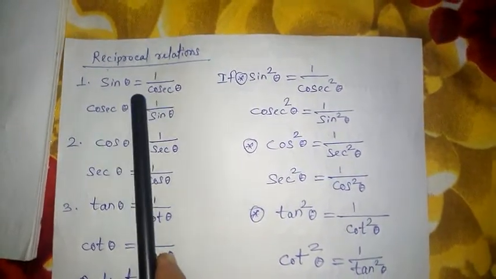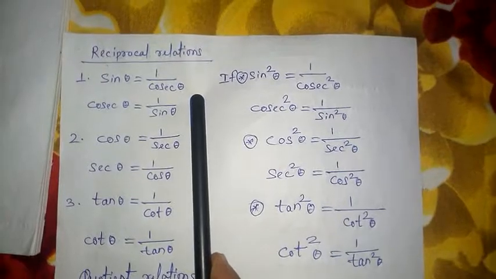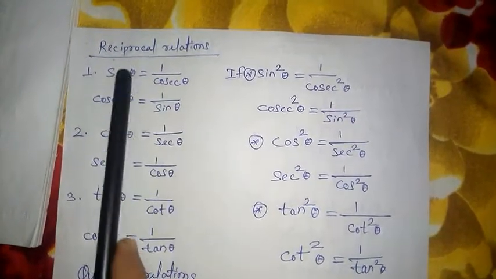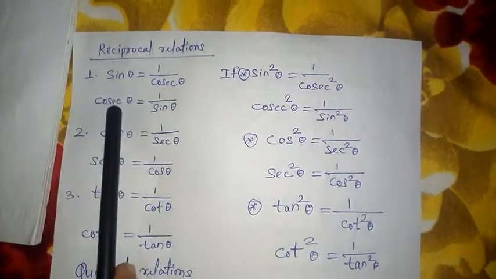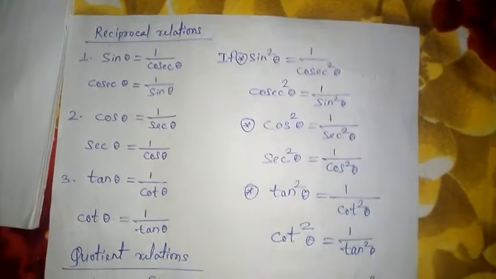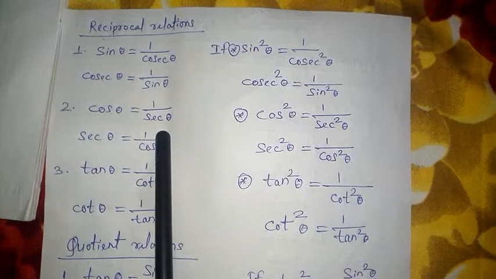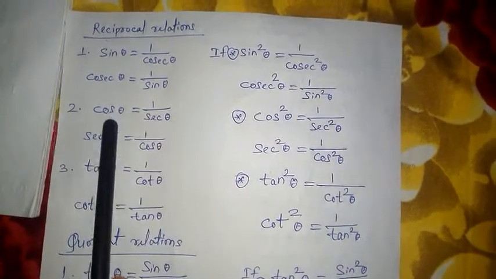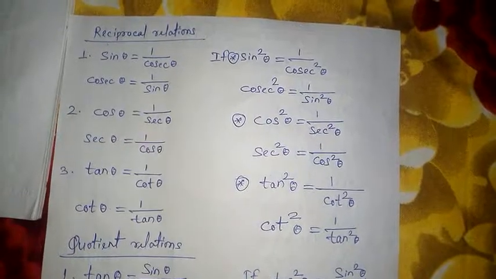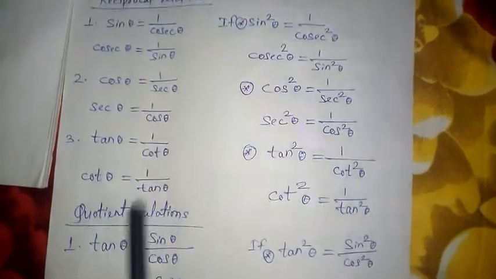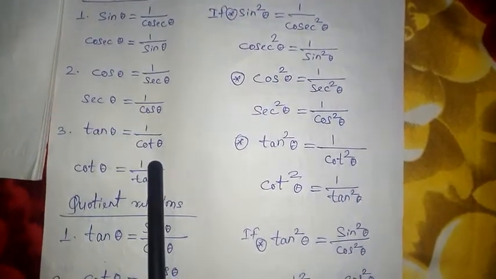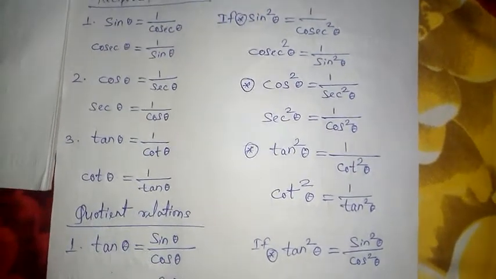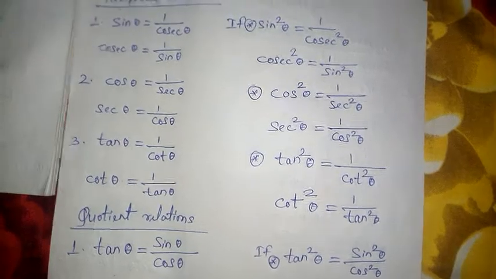Come to the next part, that is reciprocal relations. Now sine theta equal to 1 by cosec theta, and cosec theta equal to 1 by sine theta. That means when sine is here, cosec is here, and when cosec is here, sine is here. And cos theta equal to 1 by sec theta, and sec theta equal to 1 by cos theta. Same here, the partner of cos is sec and of sec is cos. Here the partner of sine is cosec. Tan theta equal to 1 by cot theta, cot theta equal to 1 by tan theta. Partner of tan is cot. This is the reciprocal formula.